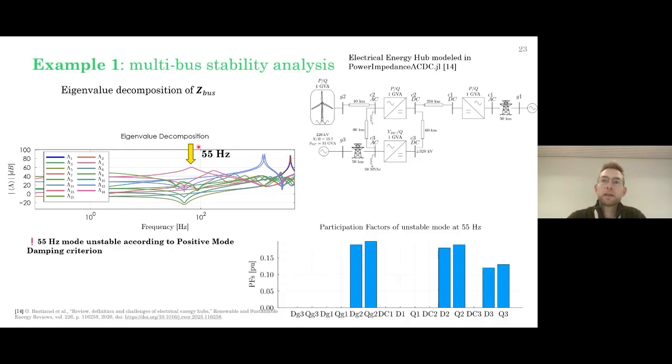Using the participation factor function in the tool, we see that we have a concentration of 3 buses into this unstable mode. And these are the buses where you have generation. So you could think of this undamped mode as interaction between those generating buses in the system. All right, so this is what PowerImpedance predicts.